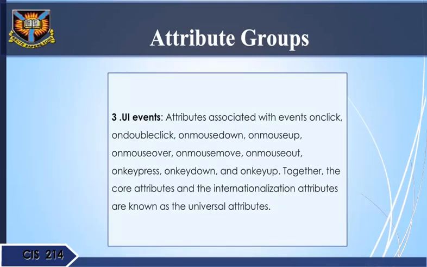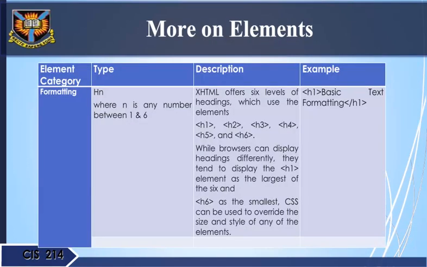3. Event attributes, associated with events: on click, on double click, on mouse down, on mouse up, on mouse over, on mouse move, on mouse out, on key press, on key down, and on key up. Together, the core attributes and the internationalization attribute are known as the universal attributes.